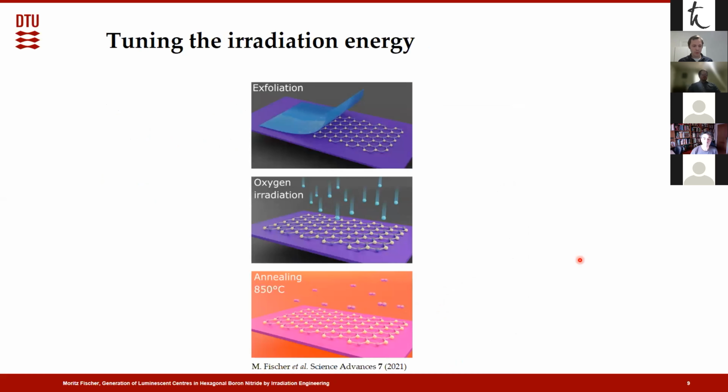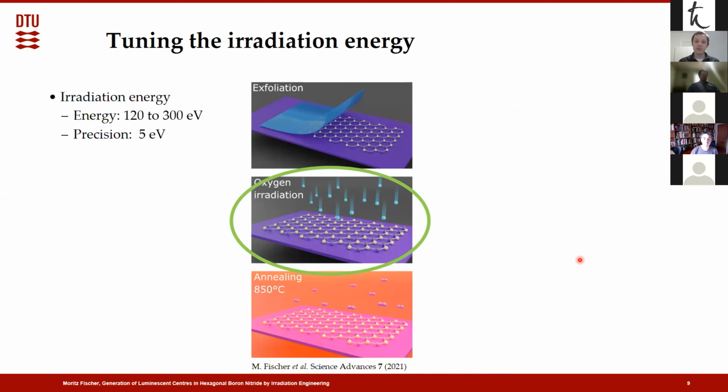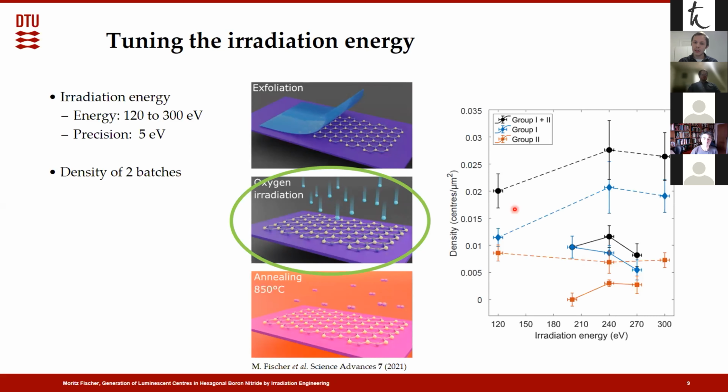And to study the generation process, we can tune the oxygen irradiation. What we first did is tune the energy. As I told you, we have a very narrow kinetic energy distribution, which is plus minus 5 electron volts, and we can tune the energy from 120 to 300 electron volts. Here you see the density for 2 different batches of hBN as a function of irradiation energy. In solid lines is one batch, where we obtain a maximum density at 240 electron volts, while for batch 2, shown in dashed lines, you can also see a linear increase within measurement uncertainties.